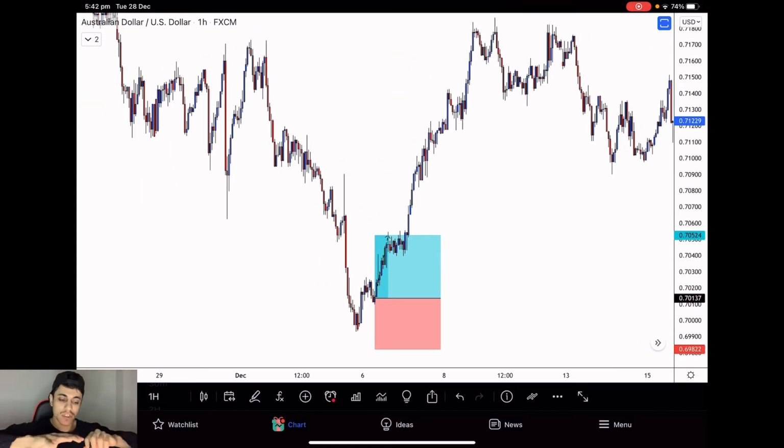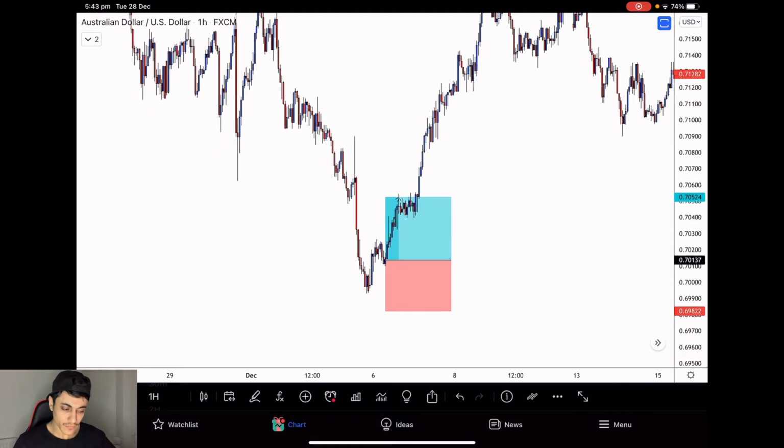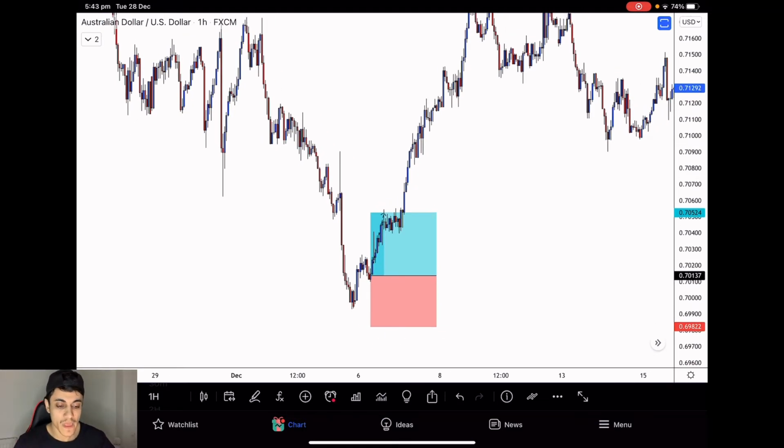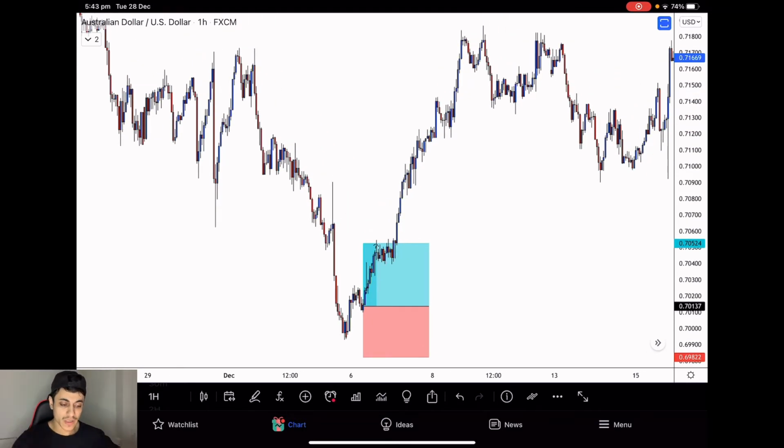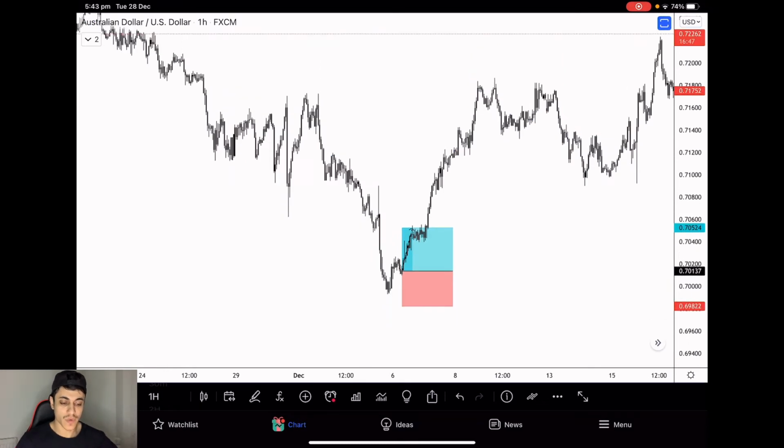You zoom out. Always look at the bigger picture. Don't be zoomed in. I'm on the 1 hour time frame. Don't be on the 5 minutes trying to find stop loss. No, look at a bigger time frame. Put your stop loss at a structure point on a higher time frame, because that is a much more major point than these smaller time frames.